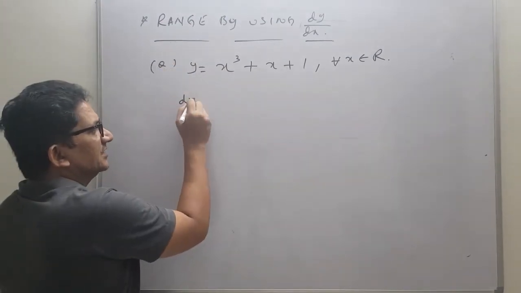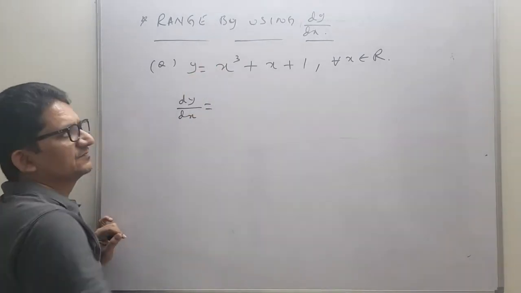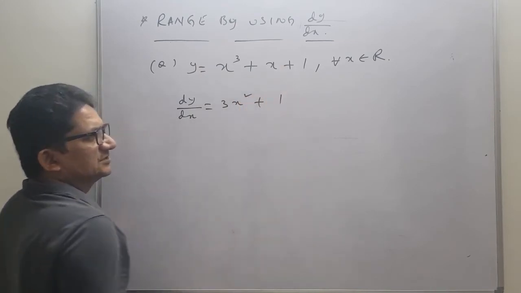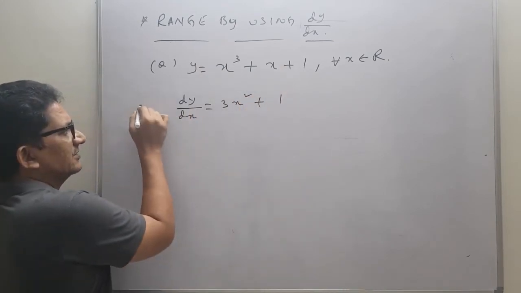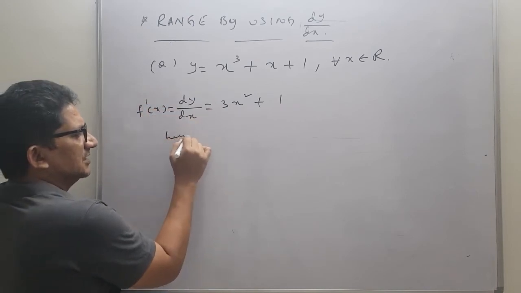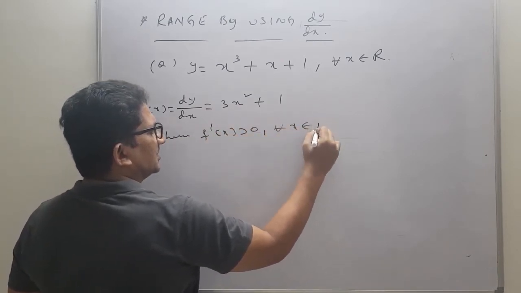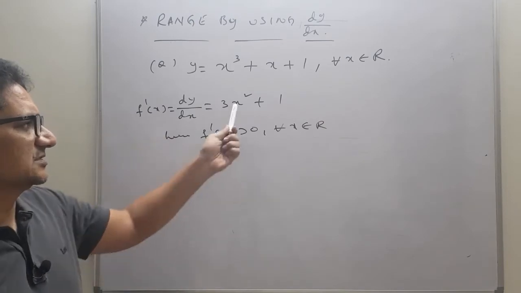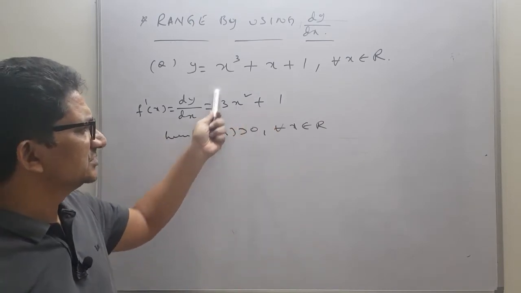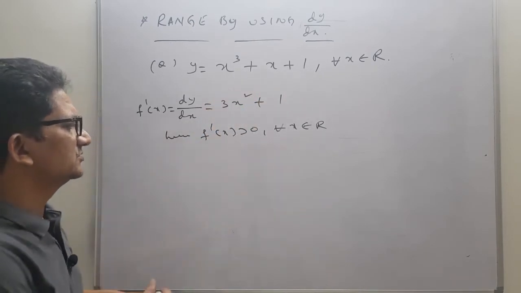We will first find the derivative of this, dy by dx. Simple derivatives we already studied in 11th class. The derivative of x cube is 3x square, plus the derivative of x is 1. This is dy by dx. dy by dx can also be written as f dash x, we know that. So here we will write f dash x is greater than 0 for all x belongs to R, because here x square is positive, so positive is multiplied by positive and added with a positive. So this result is always positive.